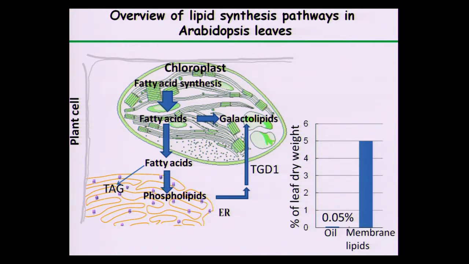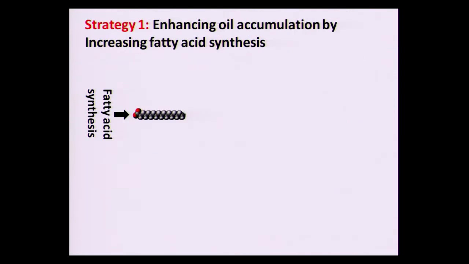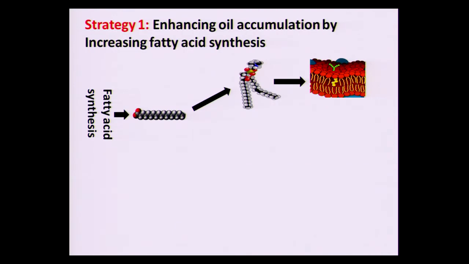In normal conditions, as I mentioned before, in wild-type leaves very little fatty acid is used for TAG synthesis. Even though TAG and membrane lipid phospholipid synthesis occur in the same subcellular compartment, the ER, the oil level is very low. So the first strategy: we know that fatty acids are a common precursor for both membrane lipids and TAG, shown here as oil droplets. The fatty acid is the same precursor.